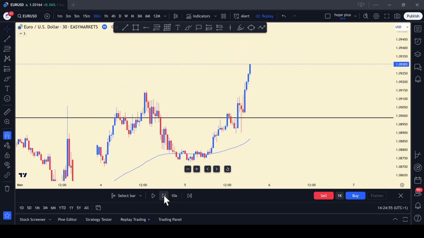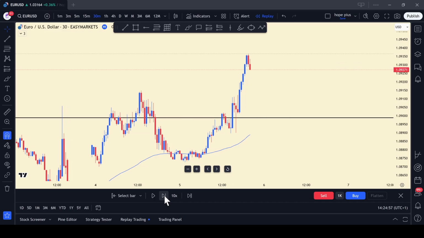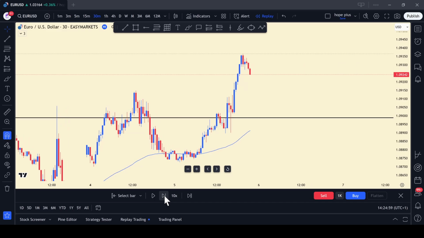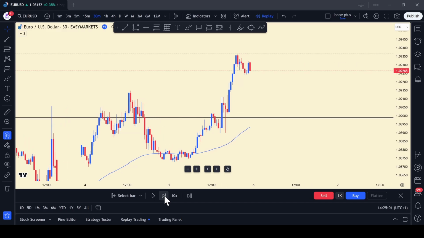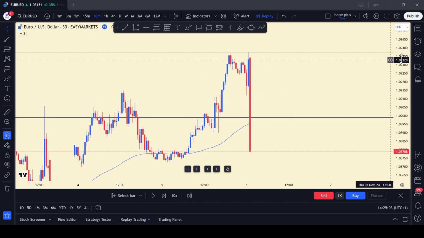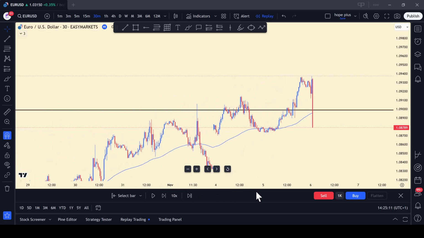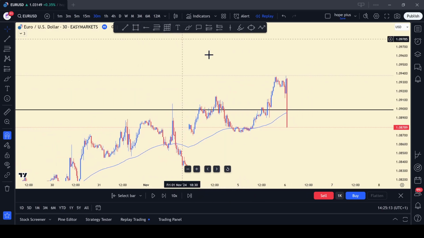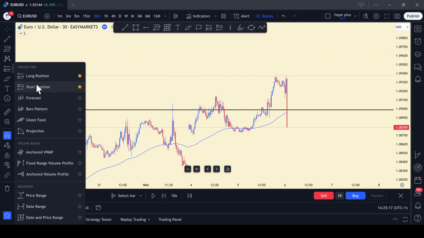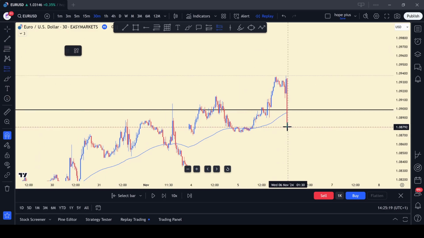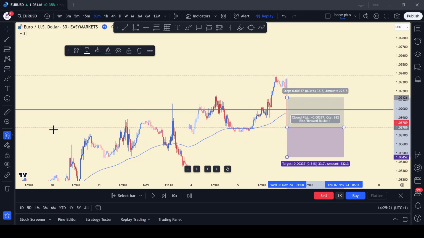So we check. Boom. You can see now, massive bearish engulfing. This is telling you, guys, I am ready to go lower. So in that case, I can bring out my short tool. The moment this candle closes, I will sell.